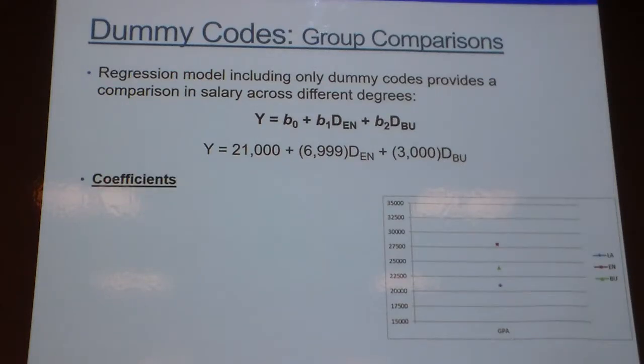So, our coefficients that we get out of here, right? Our intercept here is going to correspond to our mean salary for a liberal arts degree. Why is this, Morgan? Because it's the reference group. This is a reference group. Why does this make sense given our equation?